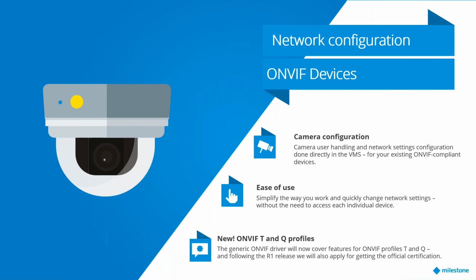So, network configuration of ONVIF devices. In this release, 2020 R1, in January, we released the software with support for ONVIF Profile T and ONVIF Profile Q. ONVIF Profile T is the advanced streaming profile that supports H.264 and H.265 along with metadata streaming. ONVIF Profile Q is a profile that allows you a quick network discovery of the devices, and it allows you a basic configuration on the devices as well.